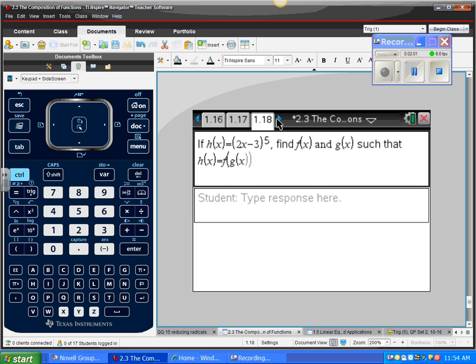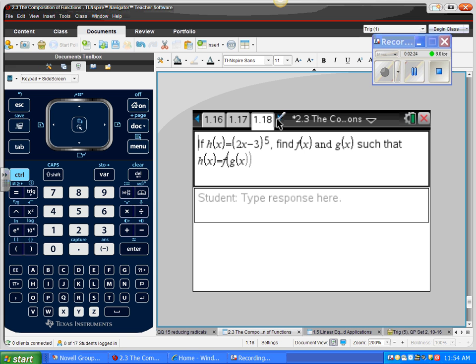Let's take a look at the first one. I've got h of x equals 2x minus 3, raised to the fifth. We're going to find f of x and g of x such that h of x equals f of g of x. So what I want to do is take this h of x and pull it apart and make two different functions from it, so that if I were to take those two functions and do the composition, I would wind up with h of x in the end. So we're thinking we need something for g and then something for f, right?